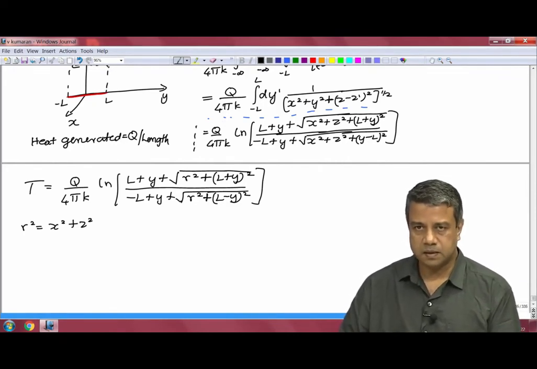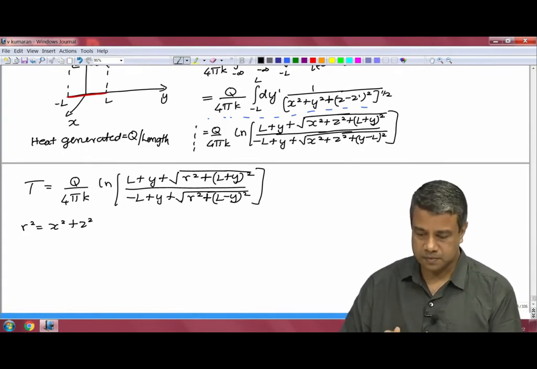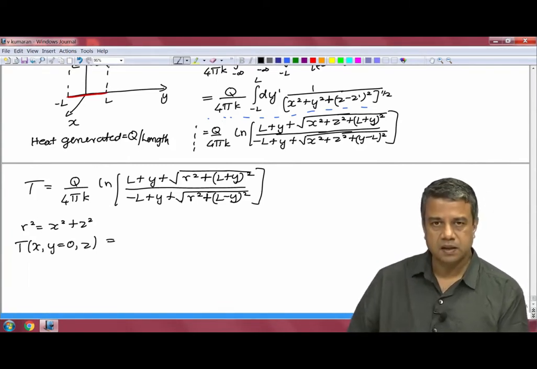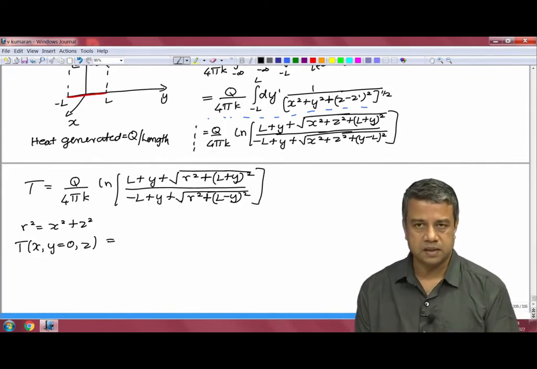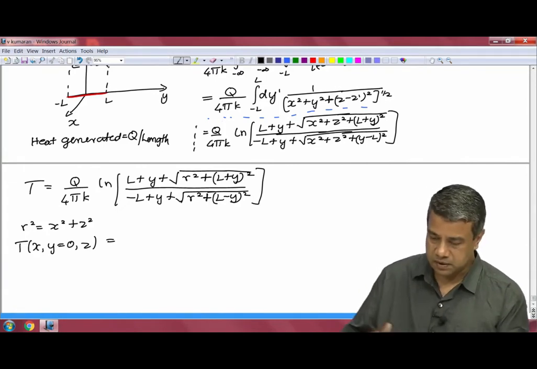So, this is a little complicated. I will simplify it by just taking the x z plane, where y is equal to 0. Note that q is energy per unit length of the wire.